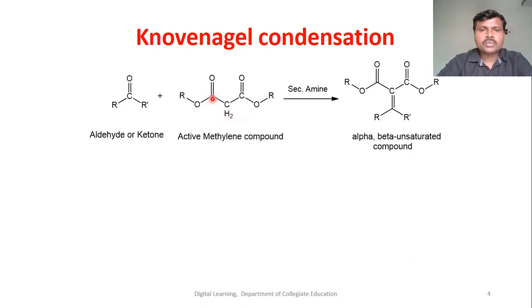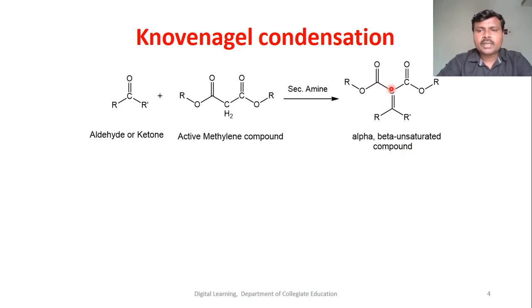The functional group C=O, CH2, C=O is known as active methylene group. These methylene hydrogen atoms can be easily removed with the base. That's why this compound is known as active methylene compound. This active methylene compound condenses with the aldehyde or ketone to give alpha beta unsaturated compound.